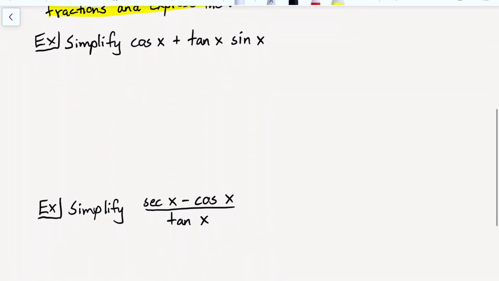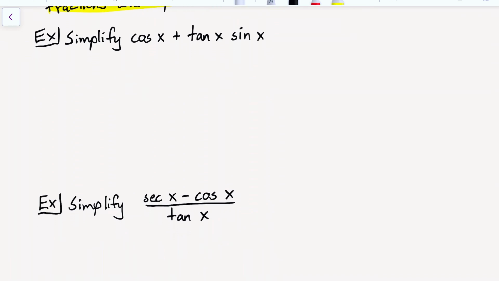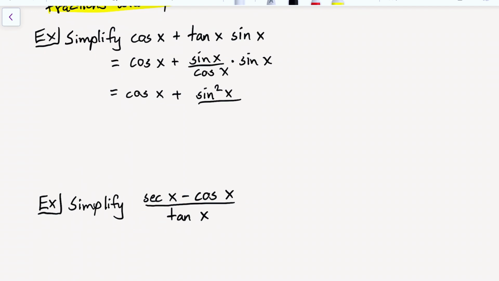If I want to simplify cosine x plus tangent x sine x, I first might rewrite this in terms of sine and cosine. So this is cosine x plus sine x over cosine x, using an identity for tangent here, times sine x. Or you could say this is cosine x plus sine squared x over cosine x. Now we typically write that as sine squared x over cosine x.